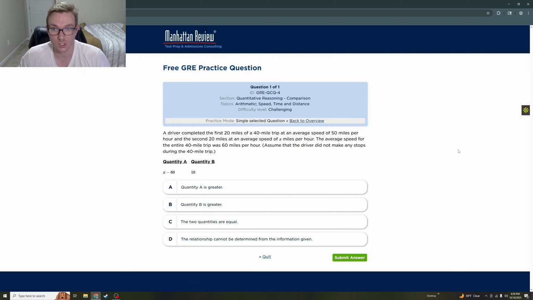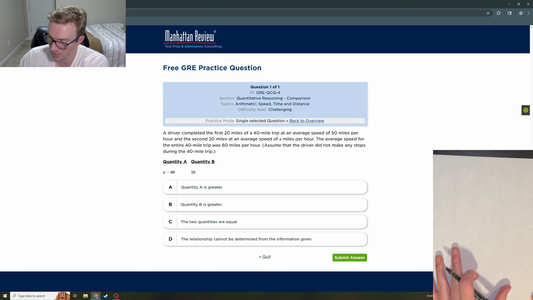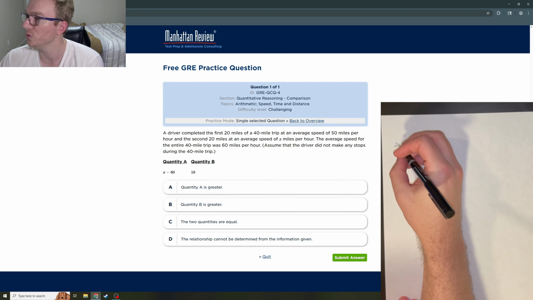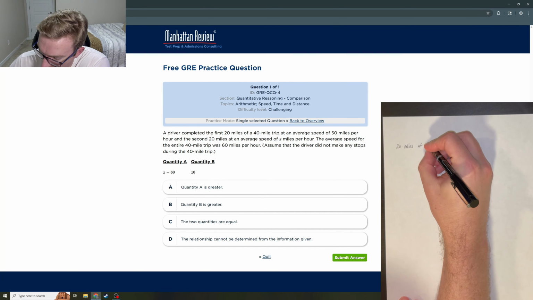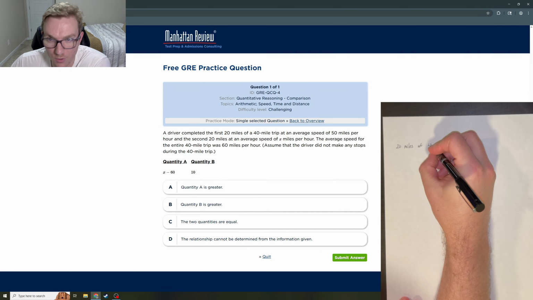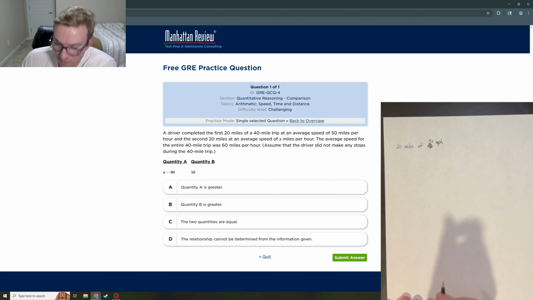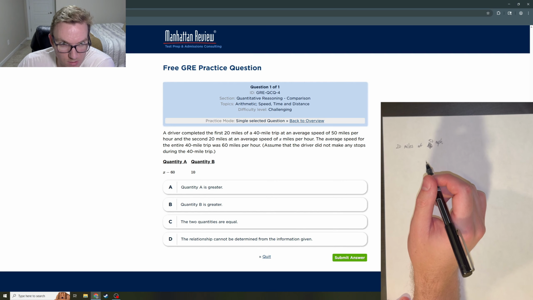Okay, so what we need to do here is factor in time, right? On my notes here, we do the first 20 miles at 50 mph. And so let's break that into a time. And we need to know then the average speed was 60.